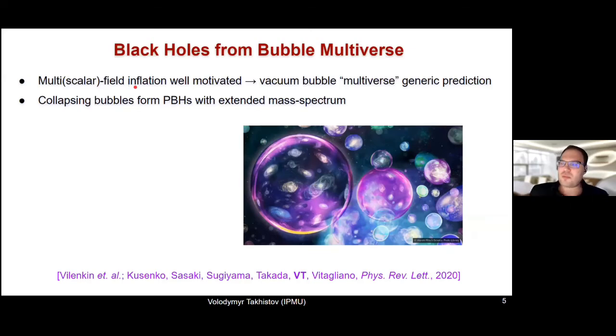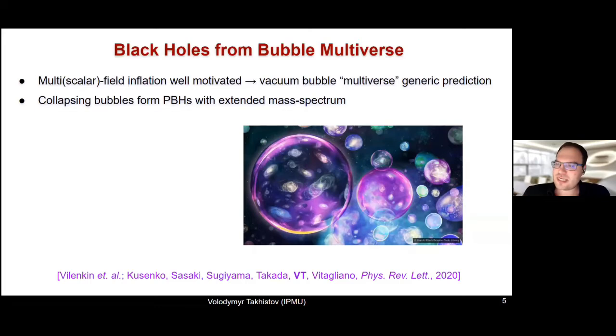You will generally end up with a complicated potential. As you roll down your potential, you can tunnel to some other vacua, and so you will have a bunch of bubbles forming. The bubbles will collapse and form black holes. But in fact, some bubbles can be so big that they have a very non-trivial space-time structure inside of them and can support inflation inside the bubble.